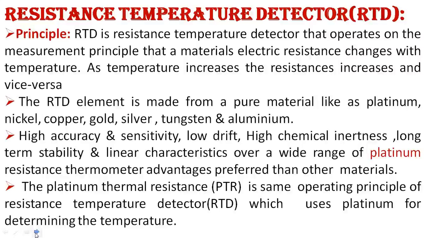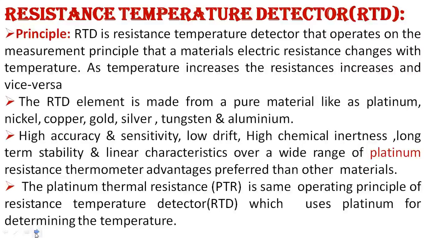The RTD element is made from a pure material like platinum, nickel, copper, gold, silver, tungsten and aluminium, and it has high accuracy, high sensitivity, low drift, high chemical inertness, long-term stability, and linear characteristics over a wide range. The platinum resistance thermometer has advantages and is preferred over other materials. So mostly we use a platinum temperature detector.